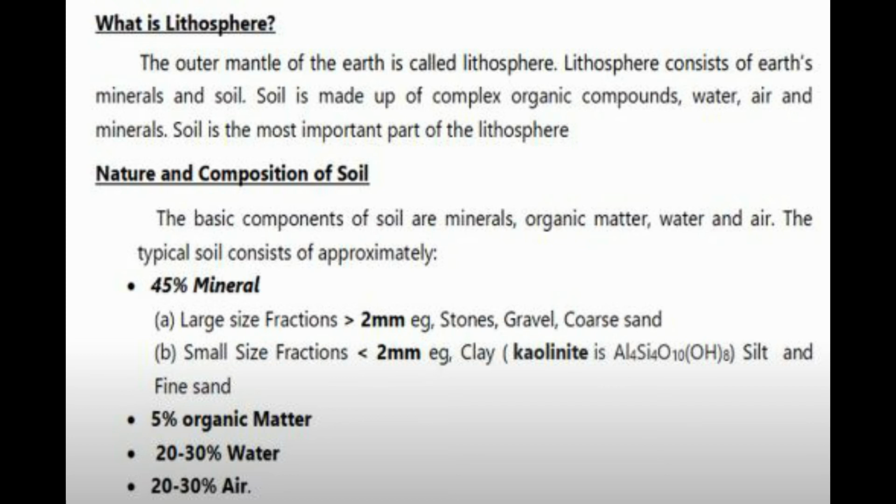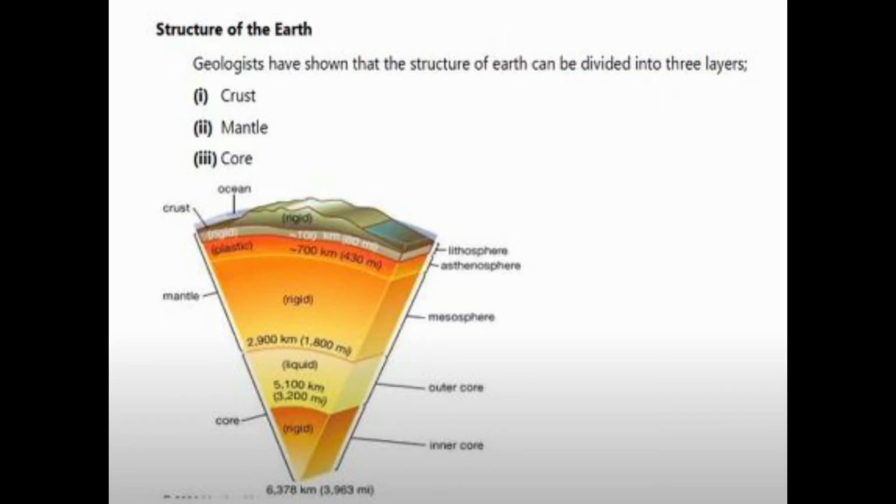Nature and composition of soil. The basic components of soil are minerals, organic matter, water, and air. The typical soil consists of approximately 45% mineral. Number 1, large size fractions greater than 2 mm, for example stones, gravel, coarse sand. Number 2, small size fractions less than 2 mm, for example clay (kaolinite, Al4Si4O10(OH)8), silt and fine sand. 5% organic matter, 20 to 30% water, 20 to 30% air.